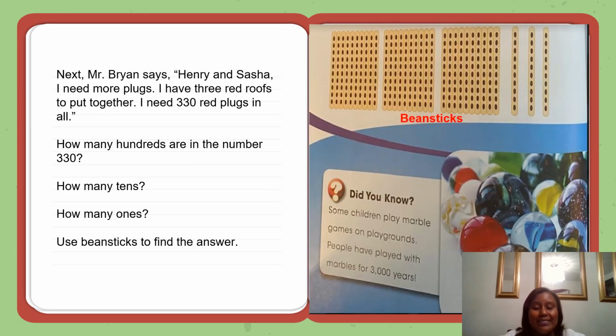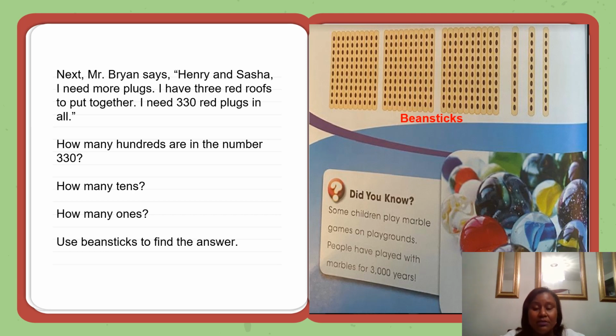Next, Mr. Bryant says, Henry and Sasha, I need more plugs. I have 3 red roofs to put together. I need 330 red plugs in all. How many hundreds are in the number 330? How many tens? How many ones? Use bean sticks to find the answer.